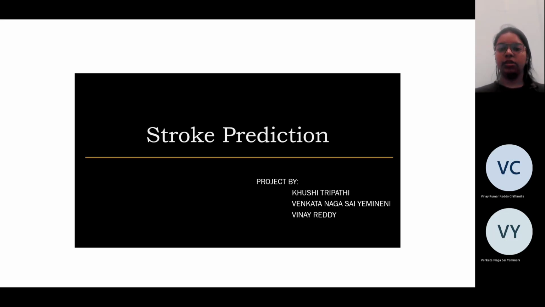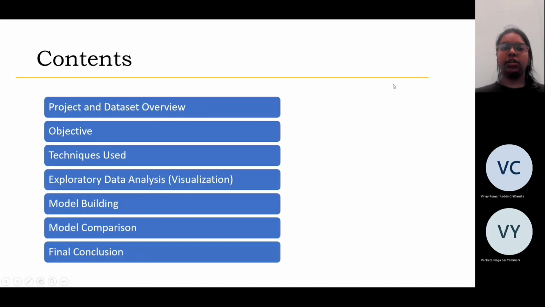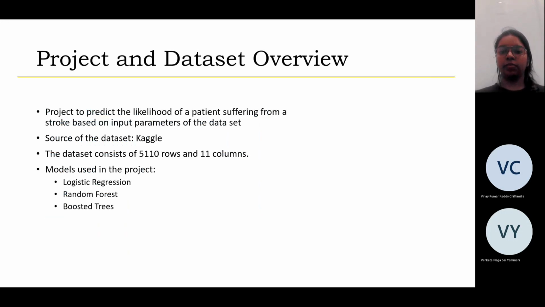Topic: stroke prediction. For this presentation, we'll have a project and dataset overview, the project objective, the techniques we have used for this project, and exploratory data analysis where we visualize our data with the help of three models. Then we explain how we built a model, compare the results of these models, and conclude the result of the dataset.